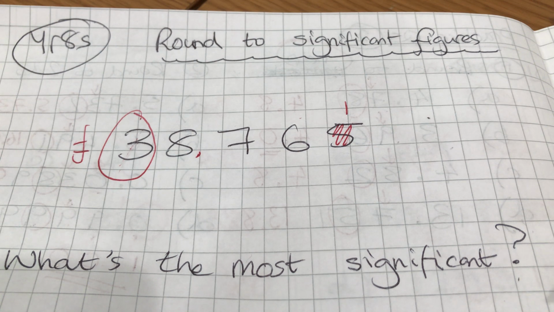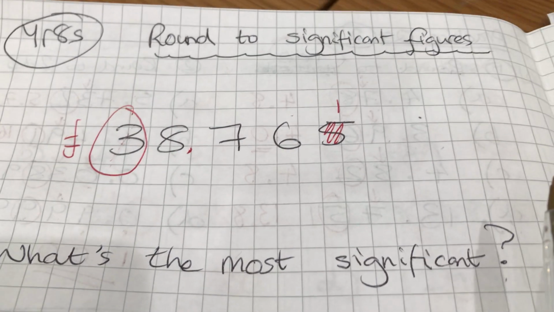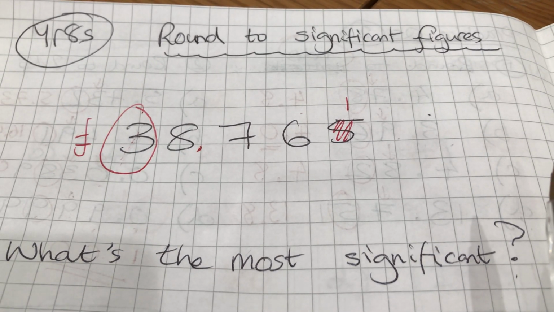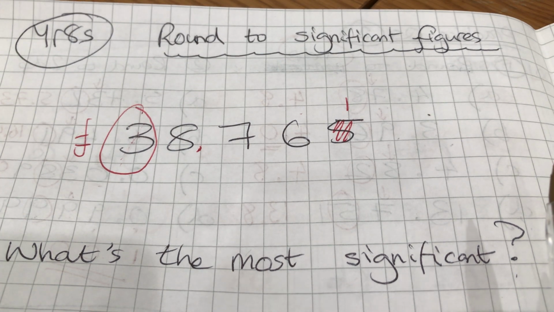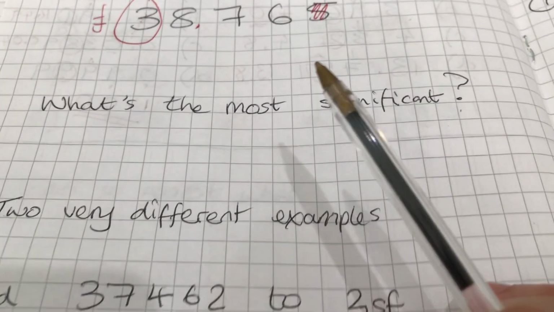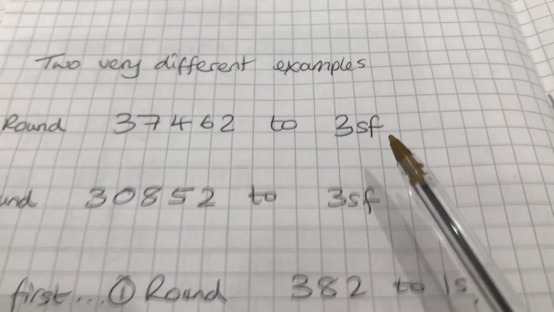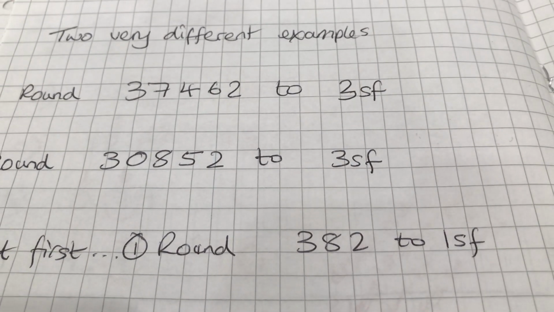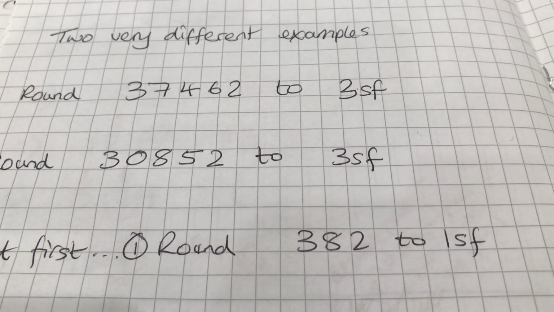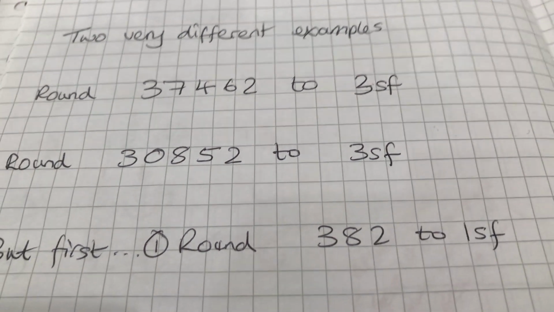It's the first number that you find on the left. Now, in a minute, I'm going to be telling you about the first non-zero number, but we'll get to that in a bit. The zeros at the start don't count as much, but I'll show you what I mean in a minute. So here are two very different examples. If I want you to round these two to 3 significant figures, all right.